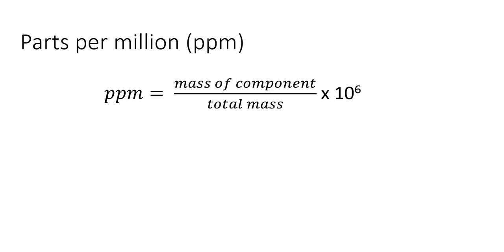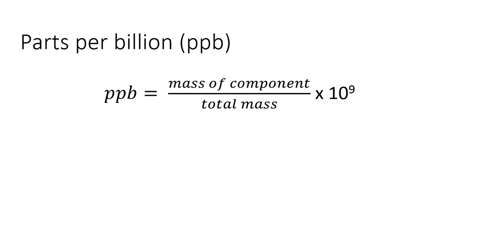So you could think of mass percentage as parts per hundred also, which is really all a percent is. If you're talking about drinking water or analyzing very, very small quantities, sometimes we have to go one step further to parts per billion. And parts per billion, or ppb, again has that same similar starting point, mass of component over total mass times this time a billion, or 10 to the ninth.